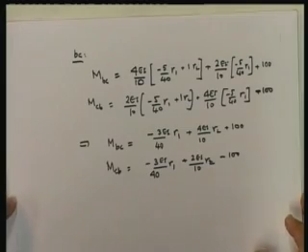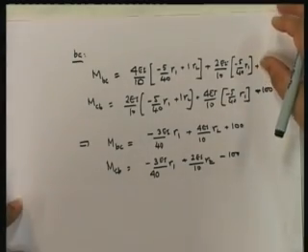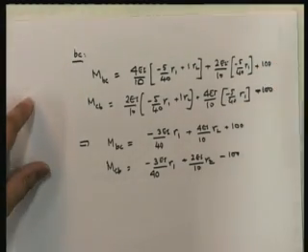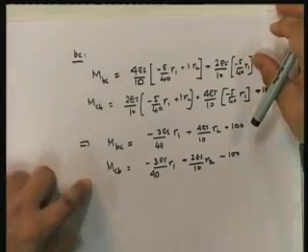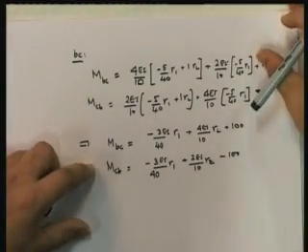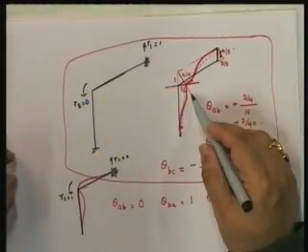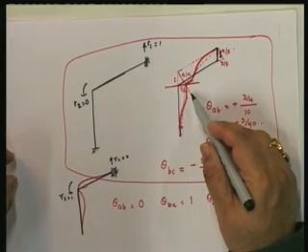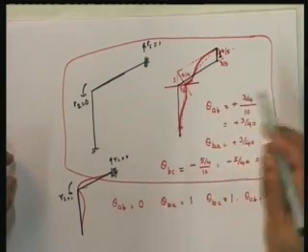So this is MCB. So now I've got my MAB, MBA, MBC and MCB. Next, I have to find out the work done by the loads. So I'm going to write down the virtual work equation. The first virtual work equation is going to be written down for this as virtual displacement. If I put this as my virtual displacement, then what do I get?